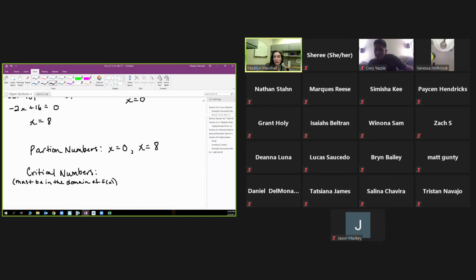So to find the critical numbers, we have to look back at our partition numbers and think which of these is actually in the domain of our function. So what are our critical numbers or number? Zero. Is 0 in the domain of our function? Maybe I don't understand what that means. It should be 8. 8, yes, exactly.